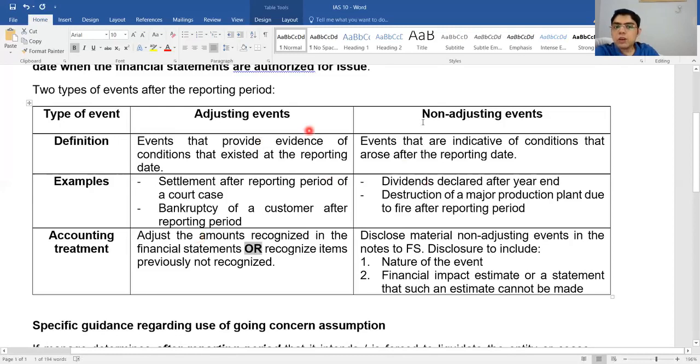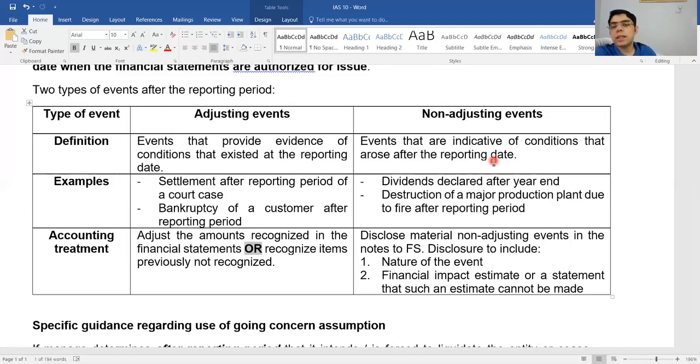The other category of event after the reporting period is non-adjusting events. Now, what are non-adjusting events? Non-adjusting events are events that are indicative of conditions that arose after the reporting date. So they are events that took place after the year end, and they do not provide evidence of conditions that existed at the reporting date. They're totally independent of what happened as at the reporting date or before it.